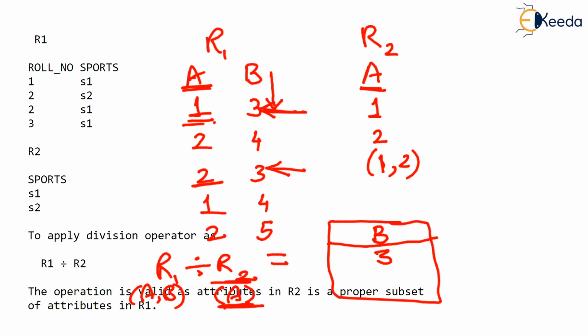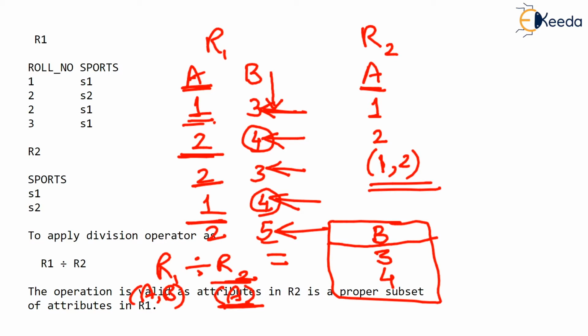Let's check another value under B, 4. Just check this value 4 under the column B is associated with values 2 and 1, which are indeed all the values in R2. So even 4 will be shown in the result. But just check this value 5 in the column B of R1. 5 is associated only with 2. 5 is not associated with 1. So 5 is such a value which is not associated with all the values of R2, so 5 won't be shown. And this is the result. I hope you have understood what is R1 divides R2.